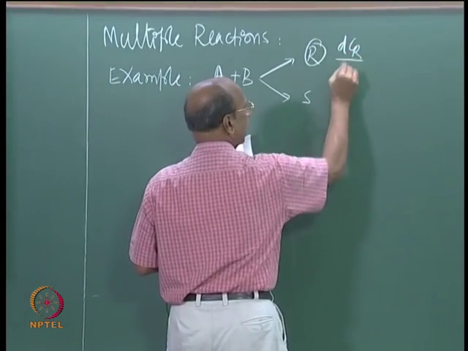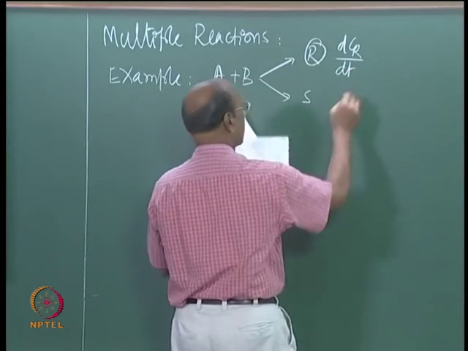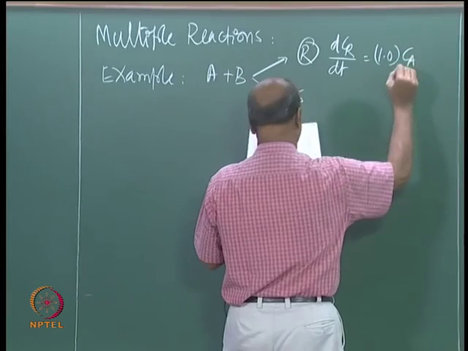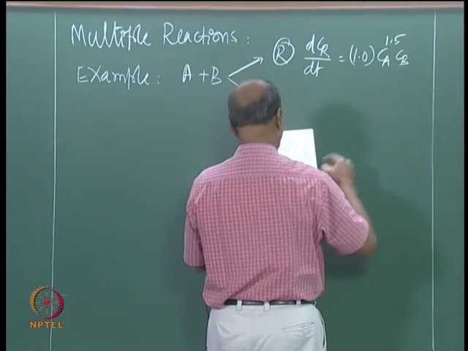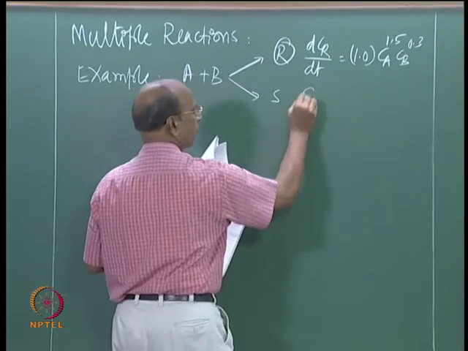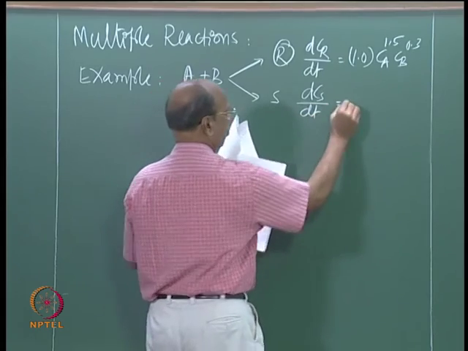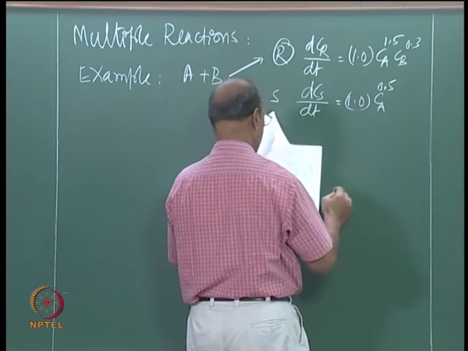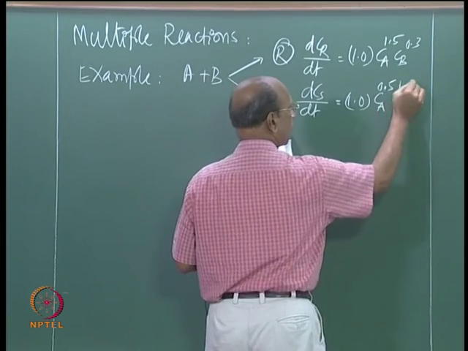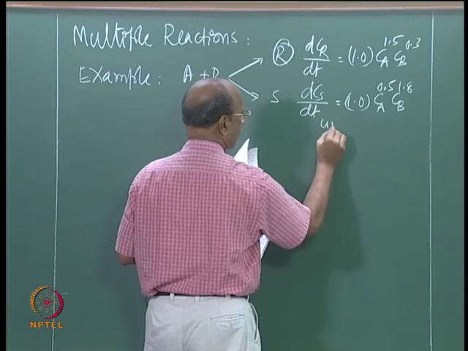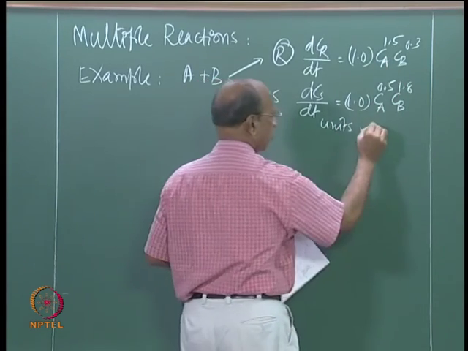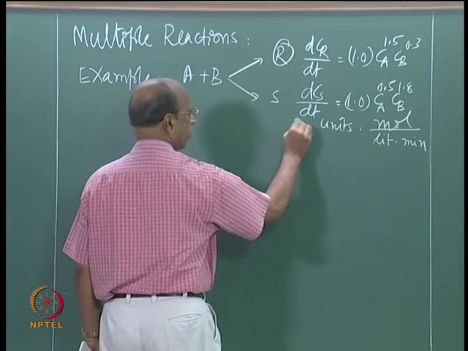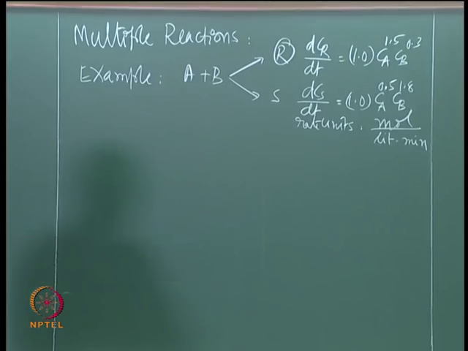We have dCR by dt equal to 1, that is the k value, times CA to the power of 1.5, CB to the power of 0.3, and dCS by dt equal to again something similar. Both rates are given in units of moles per liter per minute. Good, this is the problem.